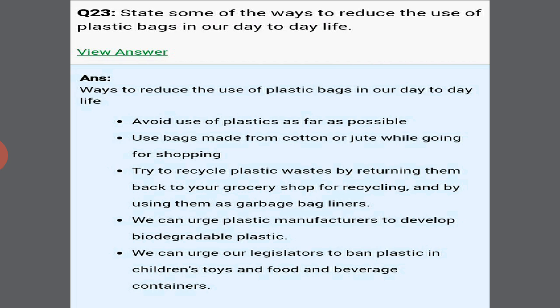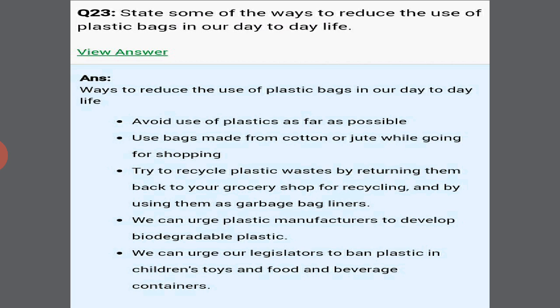Got it? We are not in the habit of carrying bags with us when we go shopping, so we should start using cotton or jute bags whenever we are out for any shopping. Next, try to recycle plastic waste by returning it to your grocery shop for recycling and by using it as garbage bag liners.